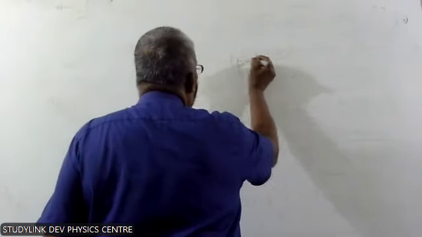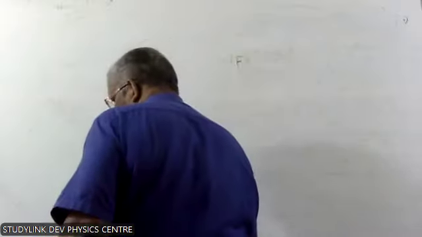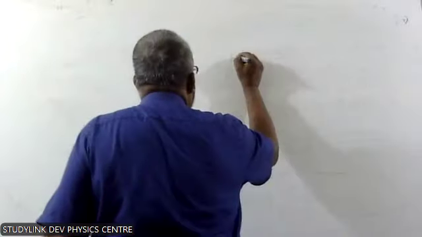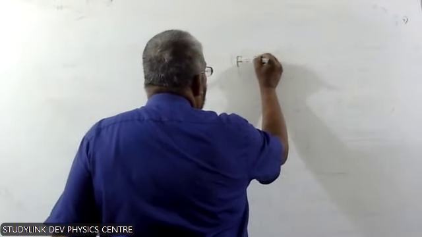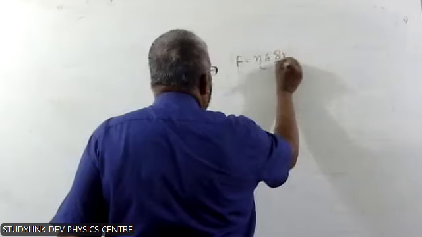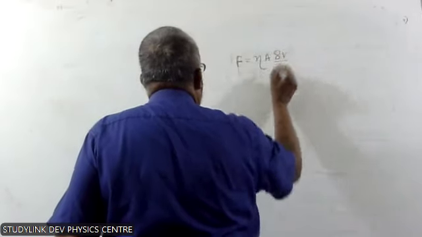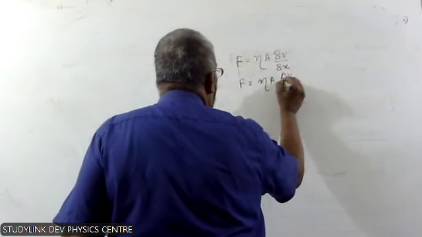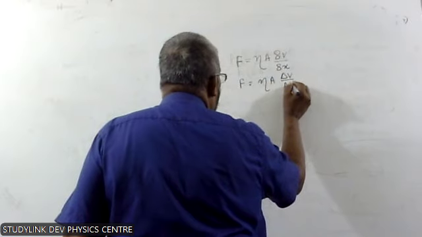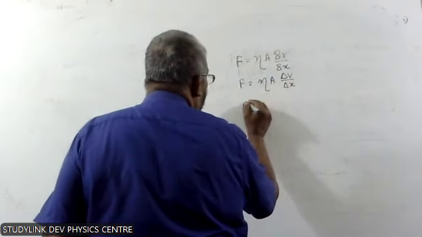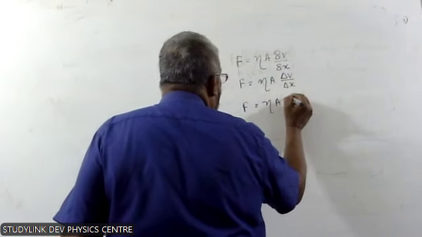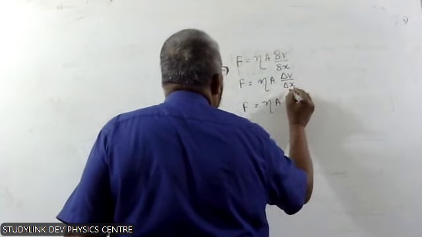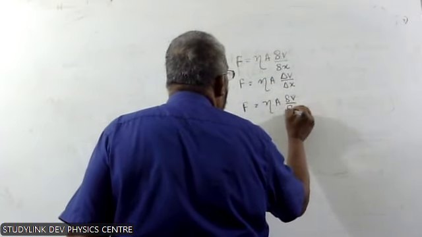F is equal to eta A delta V over delta X. Or sometimes it is given as F equals eta A delta V over delta L.